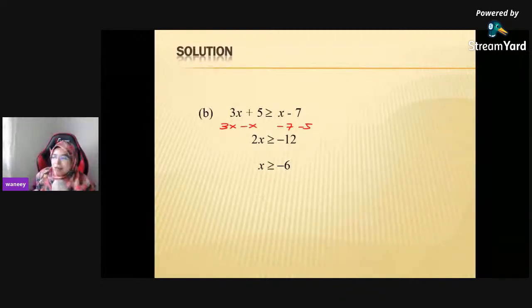Okay, so now we have to present our answer in solution set form. So do make sure to draw the braces.